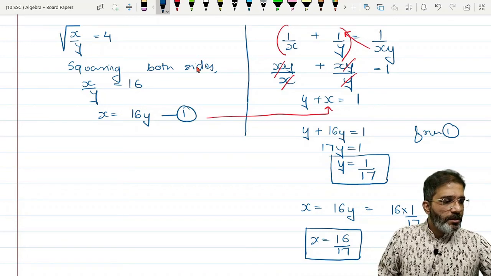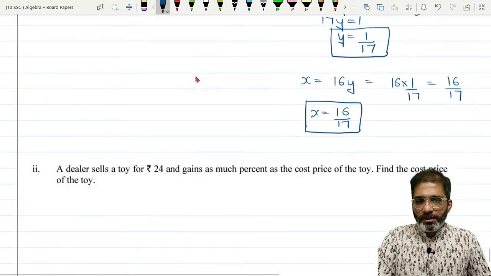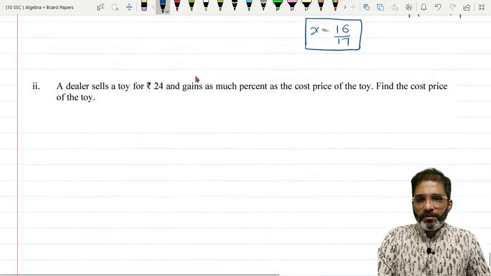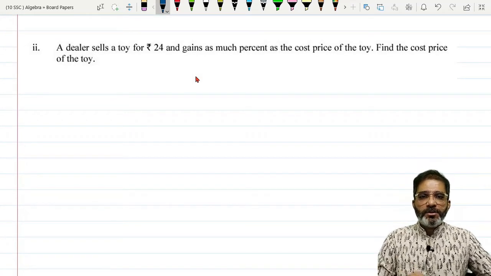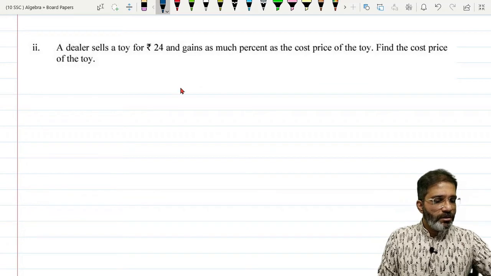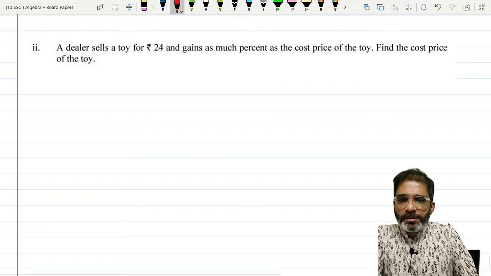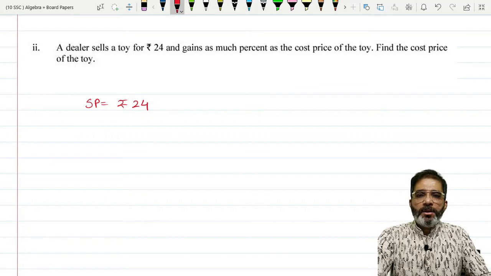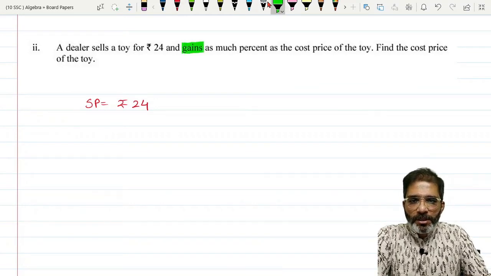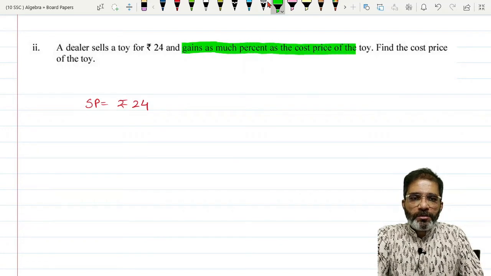Okay, now let's see the last sum, students. The last sum of the paper. Yes, a dealer sells a toy for rupees 24 and gains as much percent as the cost price of the toy. Okay, the dealer sells, so this is the selling price is rupees 24, and see what they're given. He gains as much percent as the cost price of the toy.